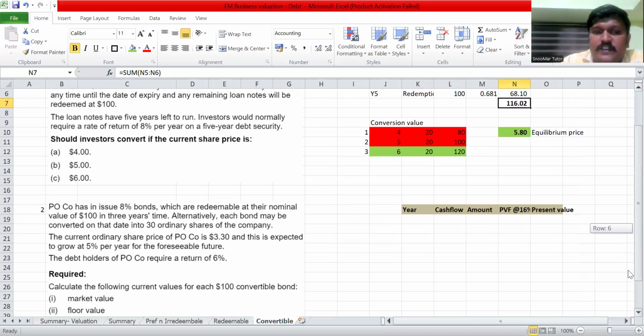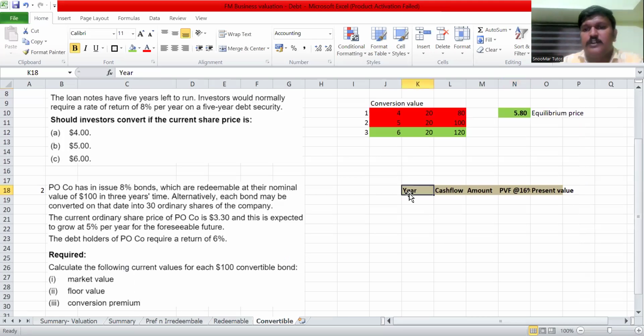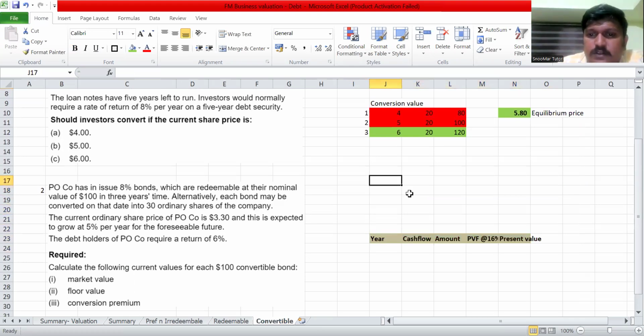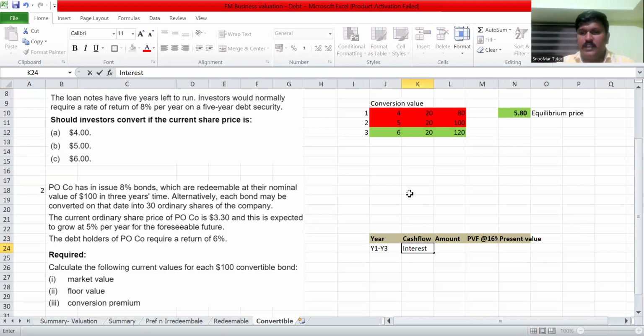So in this particular question, the first thing is the market value. In order to calculate the market value, I'm just copy pasting this to this side so that we can work out these things together. So let's put in the cash flow timing over here. It's for 3 years. Year 1 to year 3 would be your normal cash flow of interest, and interest would be coming on 8%, basically the coupon rate.